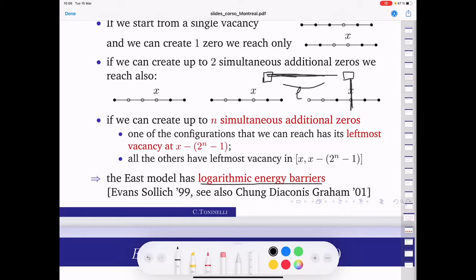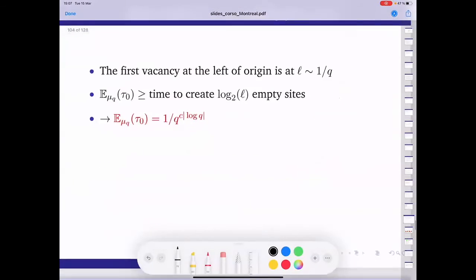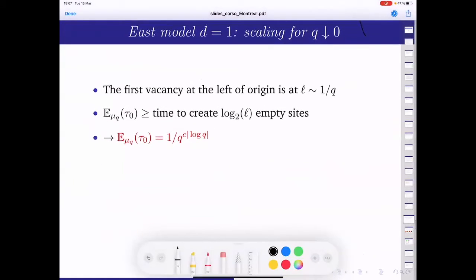Okay. So now that you have this information, it's quite natural to understand why the scaling of the relaxation time is really the one that we find with the upper bound: exponential of log 1 over q squared. Why? Because we are in the stationary process evolving starting from the equilibrium measure. In the equilibrium measure, the zeros are at a distance 1 over q.